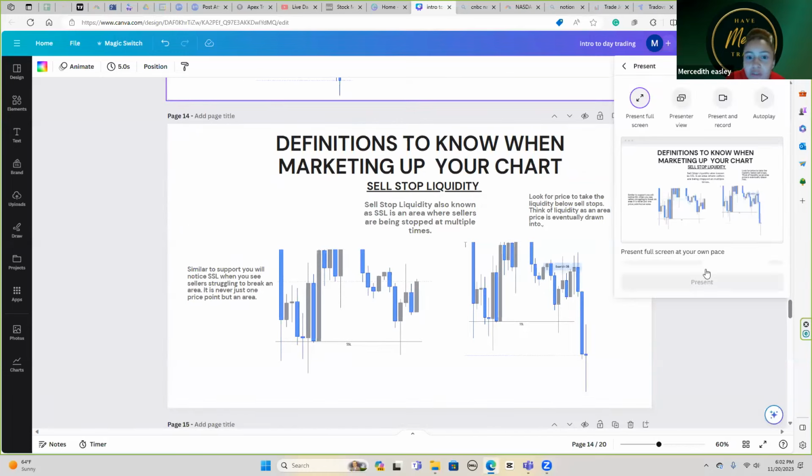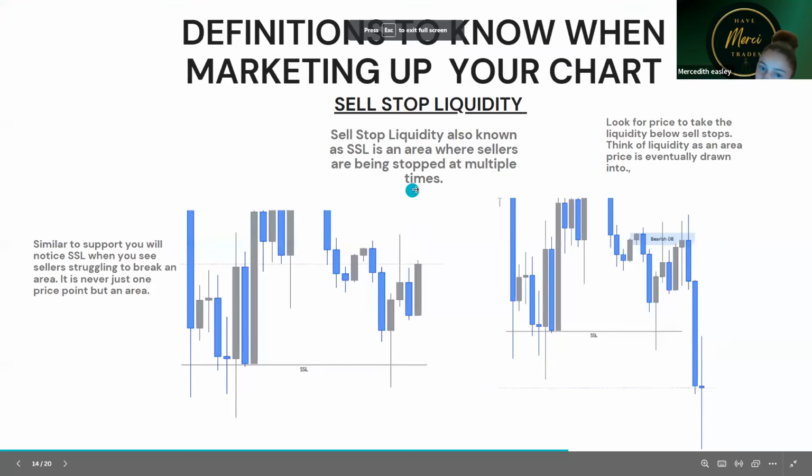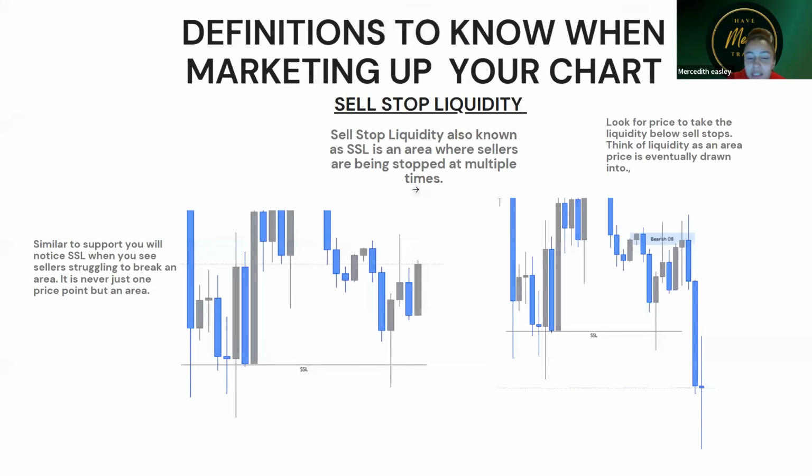But the next thing I use is sell stop liquidity. So sell stop liquidity is also known as SSL. It is an area where sellers are being stopped multiple times in the market. Similar to support, you will see SSL when you see sellers are struggling to break an area. Sell stop liquidity is never one price point. It is an area. And it doesn't matter how far price wicked below, it's about the fact that it is struggling to close below this area.